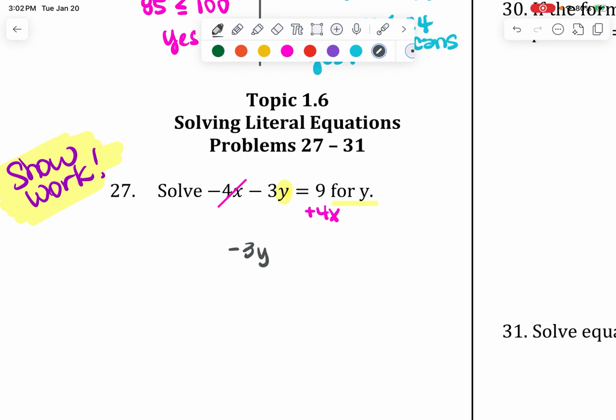So I'm going to bring down my -3y. The only difference with literal equations is we're used to adding something over here that we can actually combine with what's already over there. But 9 and 4x are not like terms. So I literally just have to bring it down and write it as 9 plus 4x. Remember, literal equations really just means you're taking all the mess on one side and moving it to the other side. It's still going to be a giant mess. You're just moving it to the other side using the opposite operation.